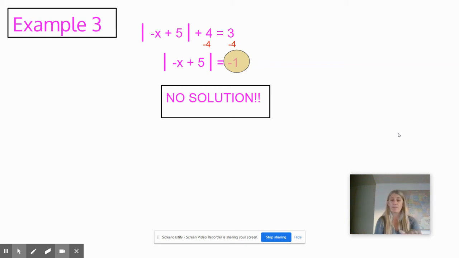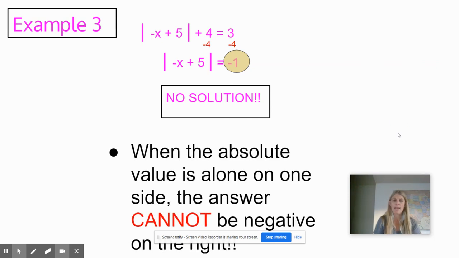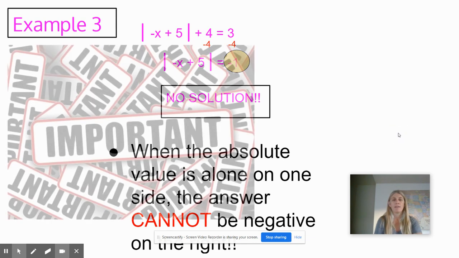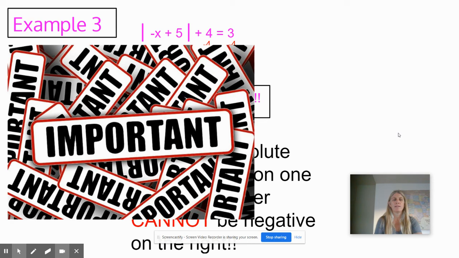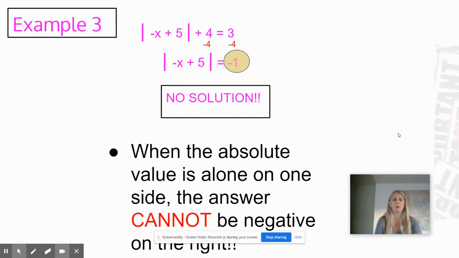So if you've isolated your absolute value on one side and you're left with a negative number on the right, then your answer is no solution. However, be careful. Once again, you can't look at that number and make that determination until you have completed isolating the absolute value on one side. So once again, when the absolute value is alone on one side, the answer cannot be negative on the right. It's important to remember.